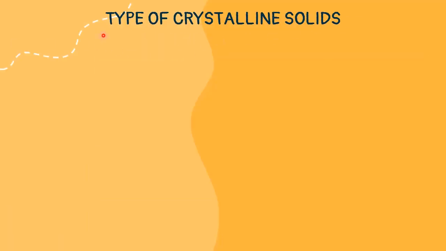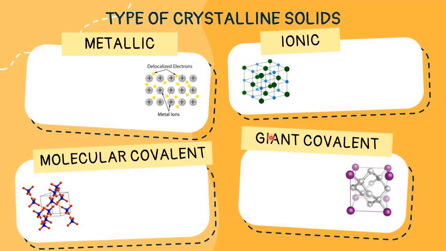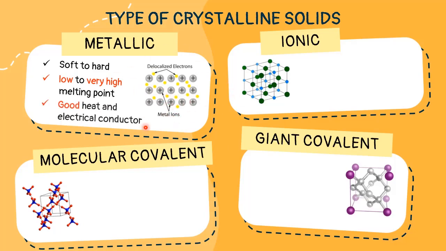Let's look at the crystalline solids. There are 4 types altogether. The first one is metallic crystal. This crystal consists of metal cations surrounded by a sea of delocalized valence electrons. These crystals are soft to hard, therefore their melting points can range from low to high. And due to the mobile electrons in yellow, metallic crystals are good conductors of heat and electricity.